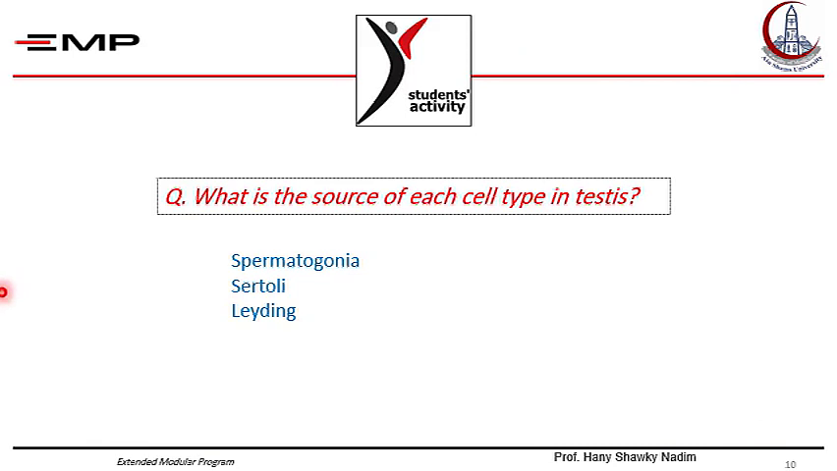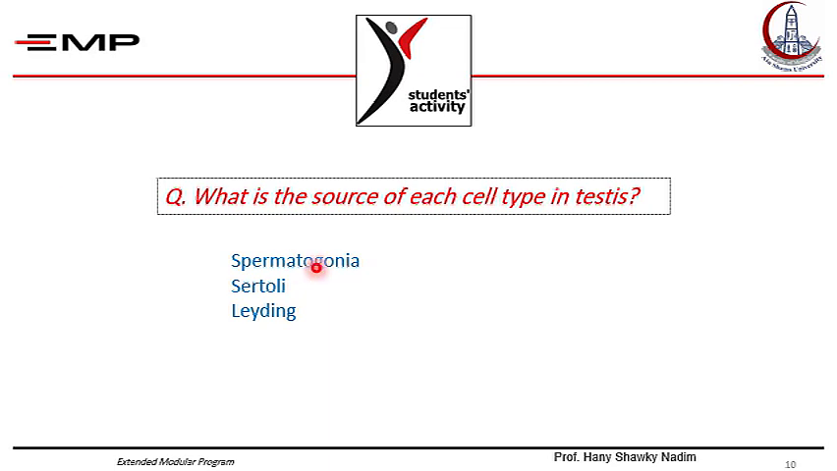Now, I'll ask you a question. What are the sources of these cells in the testis? Spermatogonia, Sertoli cells, interstitial cells of Leydig. And a second question that I will ask you, how many hormones are produced by the testis? So I advise you to stop the video right now and then come back and listen to the answer.